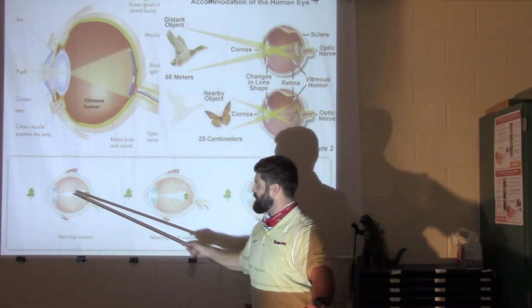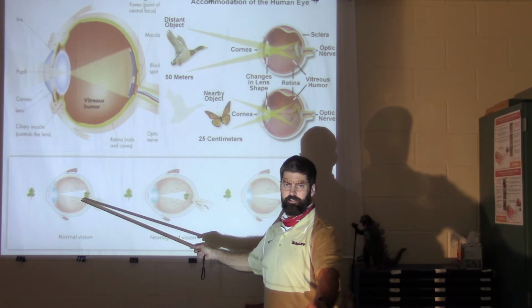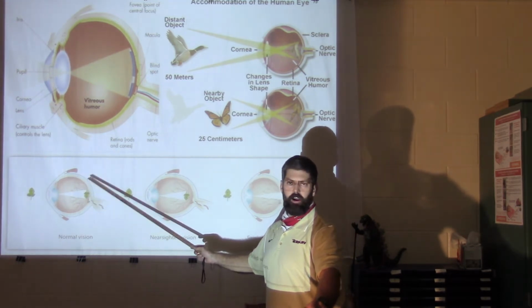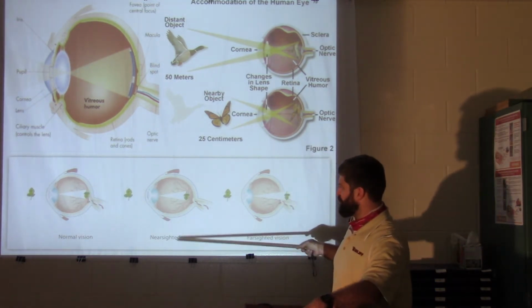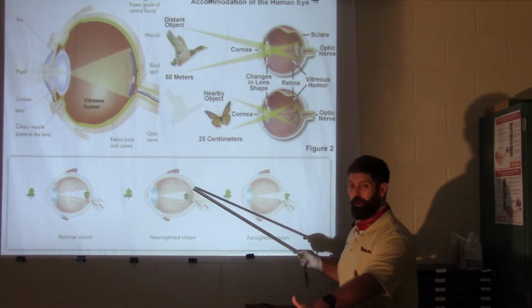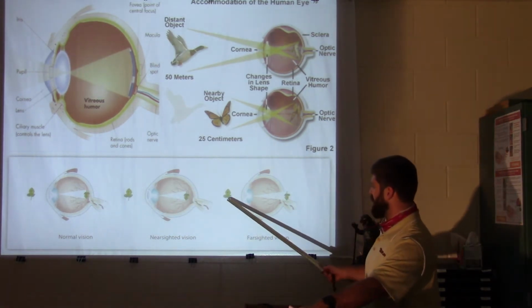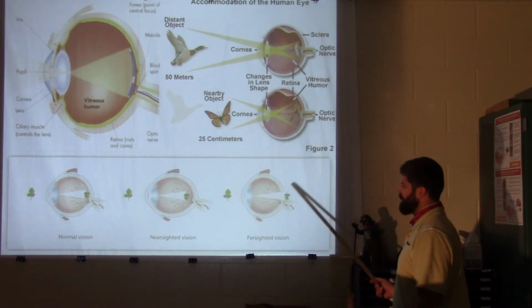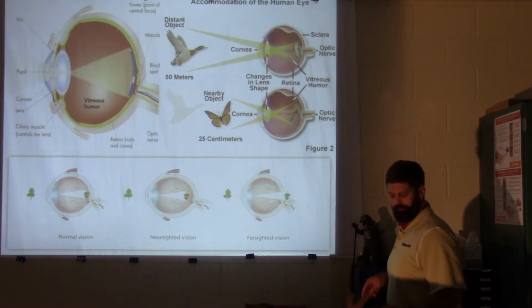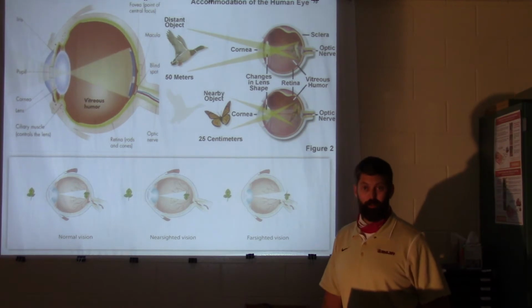Now we have some normal vision here. You can see that this leaf is placed perfectly on the back of the eye. With nearsighted vision, the leaf is placed in front of the retina. It doesn't quite reach it. And with farsighted vision, the leaf would be projected farther back than the retina. That's what makes people farsighted or nearsighted.